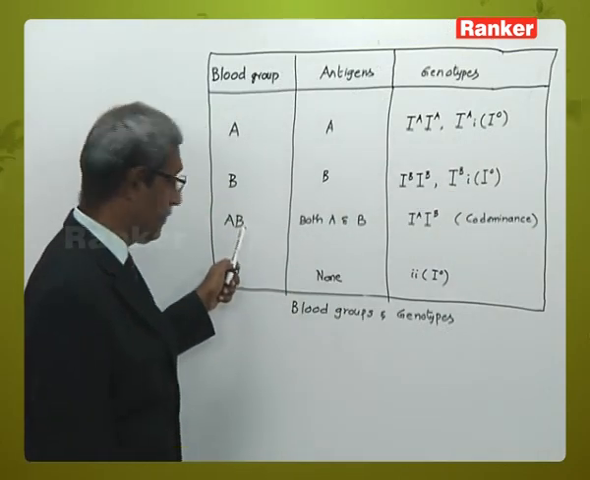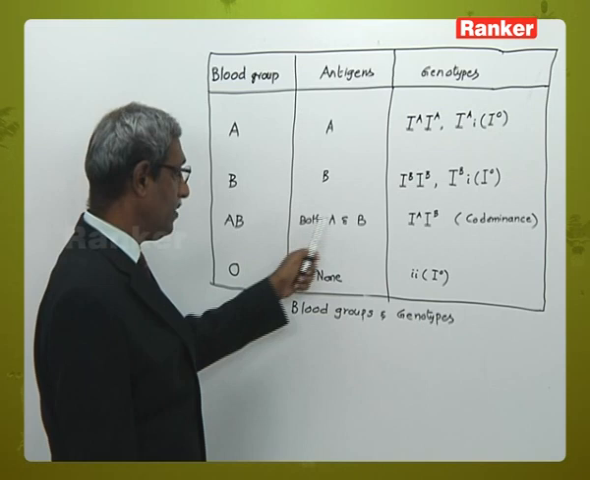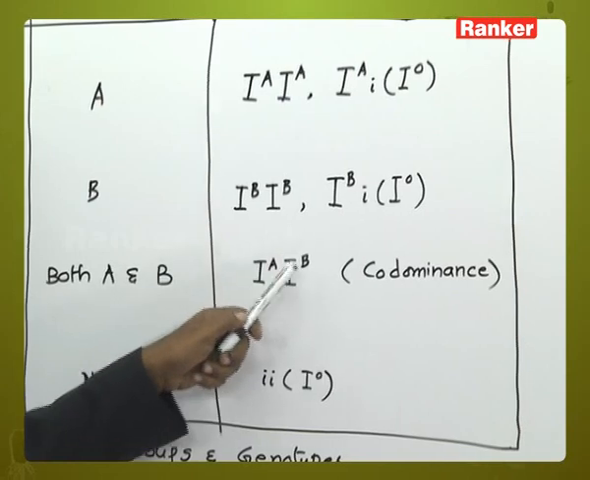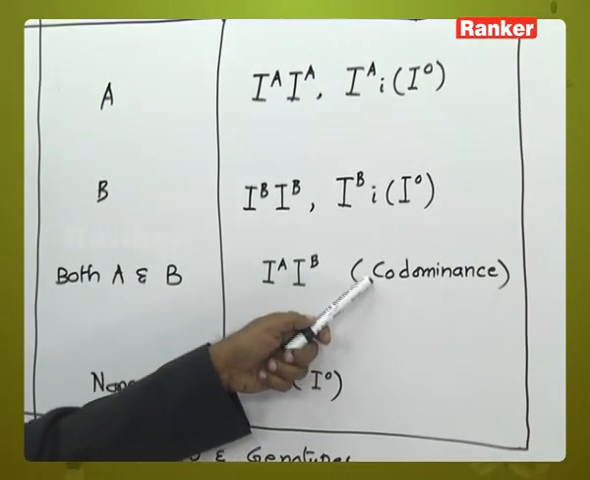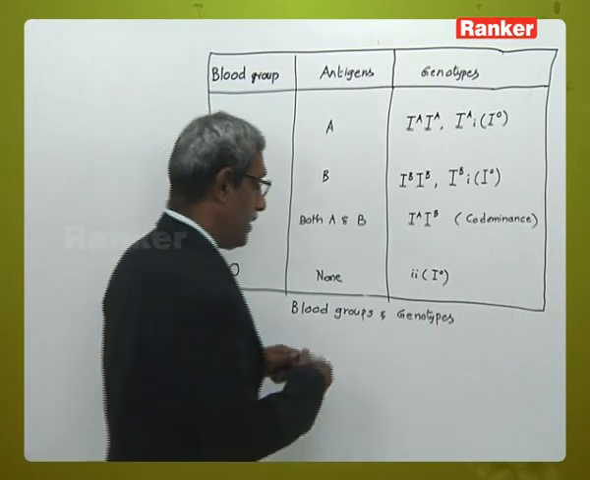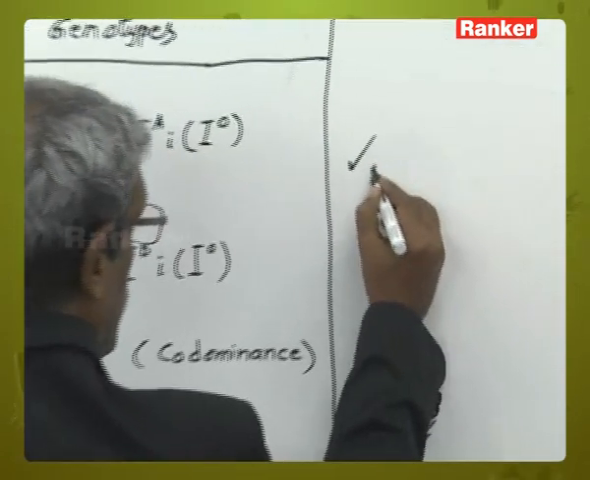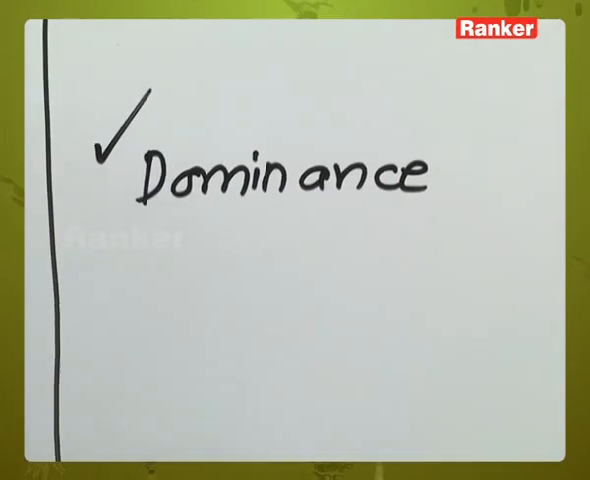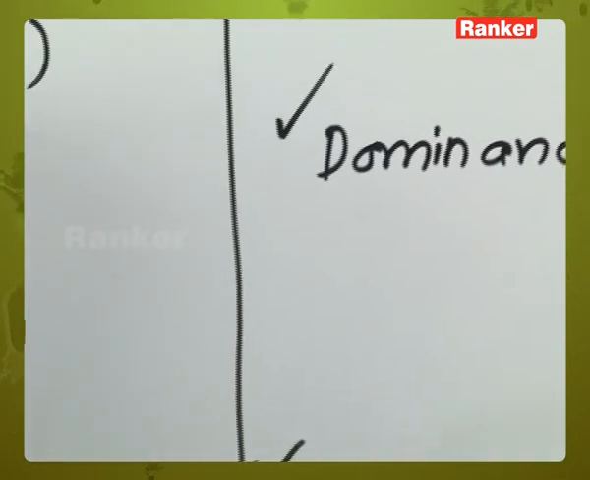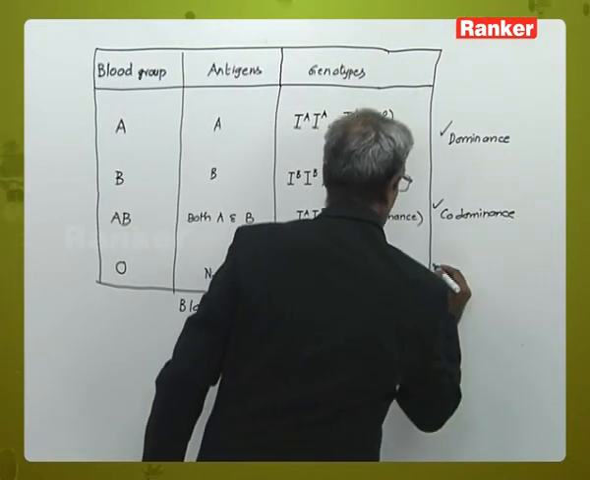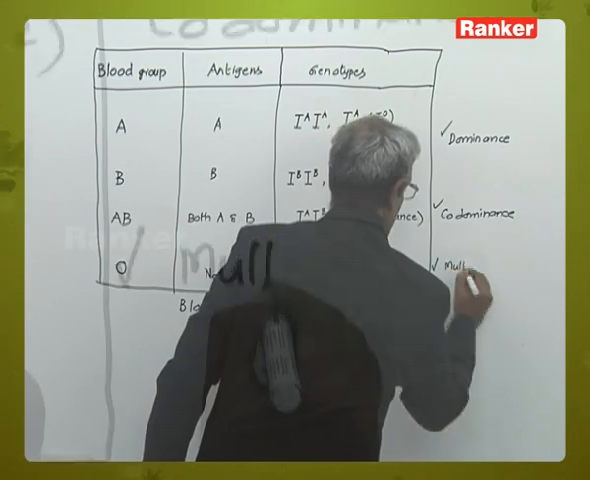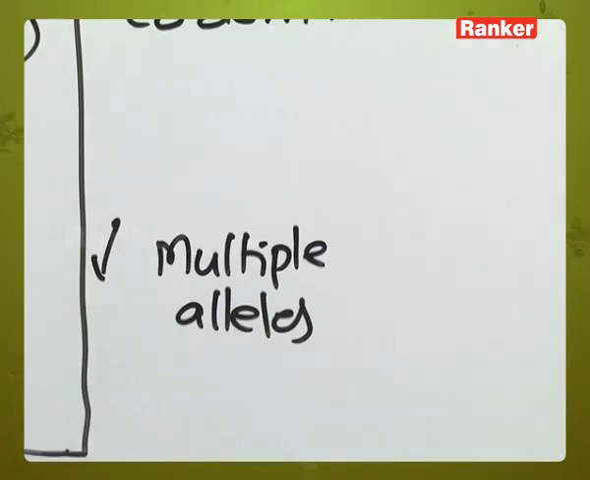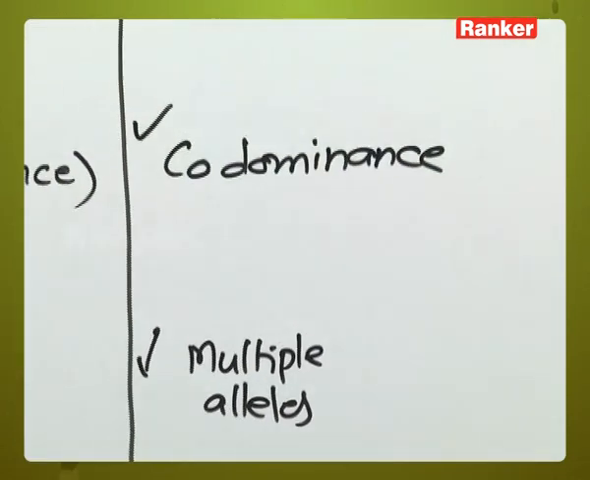Same is the case with AB. In the case of AB, both the antigens, A and B, are expressed. So the genotype is I^A I^B. This is termed codominance. So in the case of blood groups, we understand there is dominance, again there is codominance, and the third is that it is determined by multiple alleles: many alleles present in a series at the same locus on a chromosome.